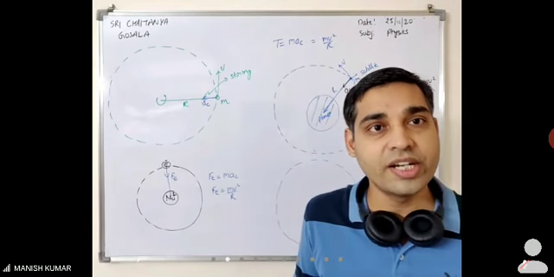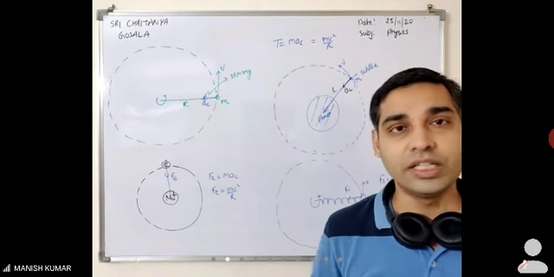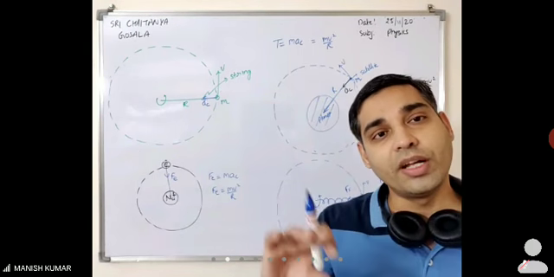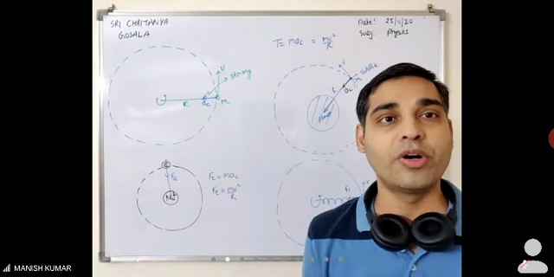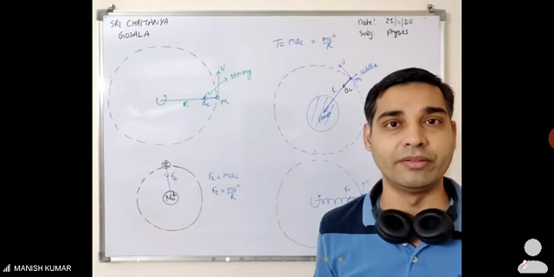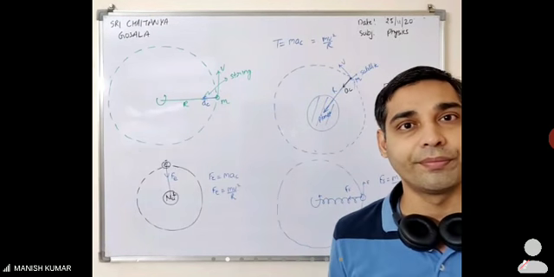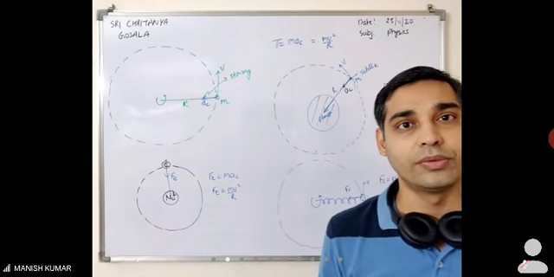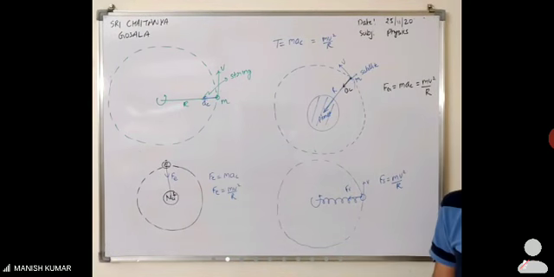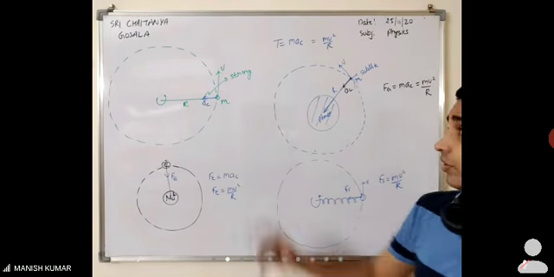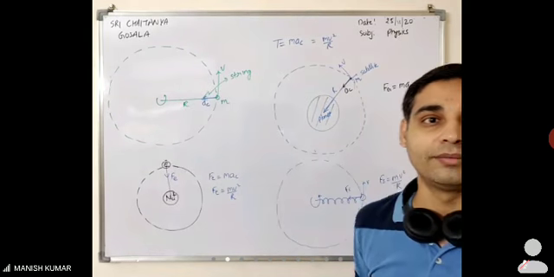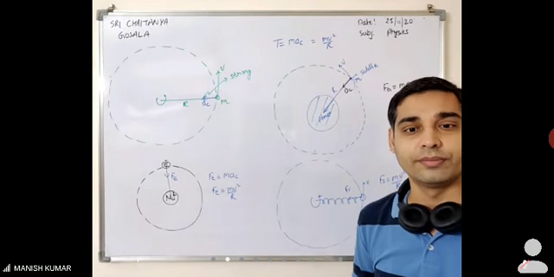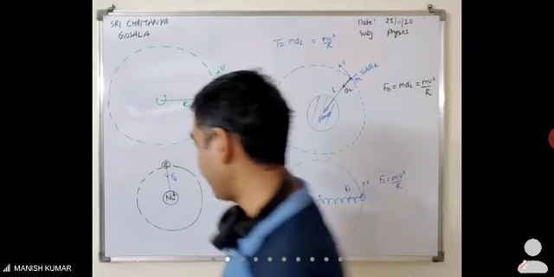There is nothing called a centripetal force as such. When different forces try to rotate the body in a circle, then they are called centripetal. You get the point? Yes or no? From these diagrams, write it down here. Tension is acting as a centripetal force. Write it fast.